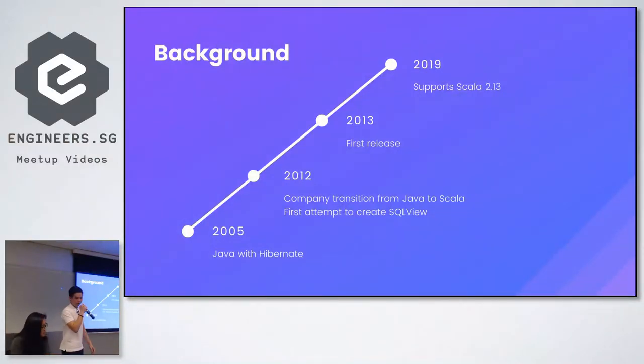So starting off with our background, we started in 2005, and all of our projects are mainly in Java with Hibernate. And we found that as the years go by, we wanted to be more productive, and also we wanted to look for new technologies that can help us build better systems. So in 2012, we were looking at Scala, and when we were transitioning to Scala, we were faced with limited options of a persistent library in Scala, so we decided to build our own persistent library. And then a year later, we managed to release the first version. And finally, this year, 2019, we updated it so that it can now support Scala 2.13.